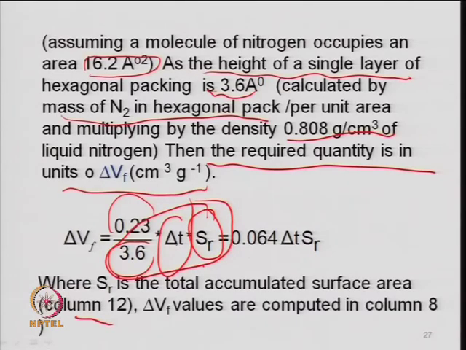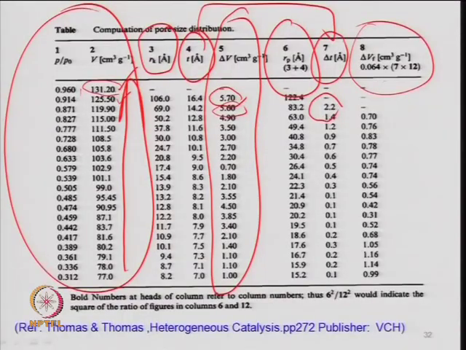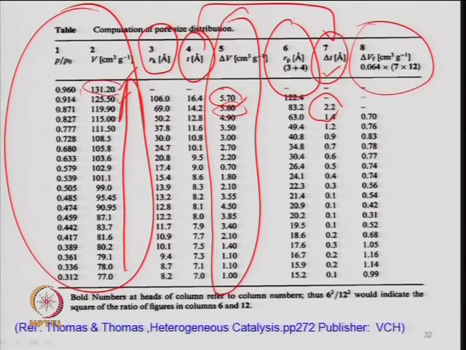So, multiplied by that, this simply represents the change in the volume of the gas which has decreased from the surface. This delta Vf is related to the change in the number of molecules, because you know delta T, the thickness, which you have already calculated. When molecules are arranged in the hexagonal pack, the height of that layer is 3.6 angstrom. So, if I take the change in thickness divided by 3.6, it gives the change in the number of layers.